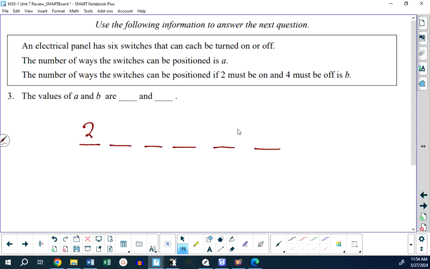So the answer to this question, for A, is going to be 2 raised to the 6, which I think is 64. So there are 64 different ways to do that. Now, that's A. B, this is tricky. You can really think of this incorrectly, and it can mess you up. 2 of the switches must be on, and the other 4 must be off.